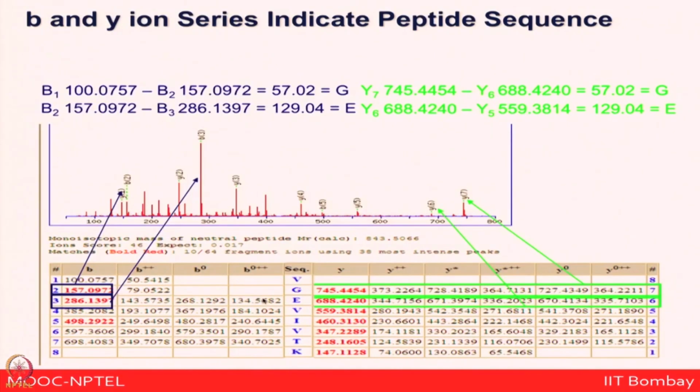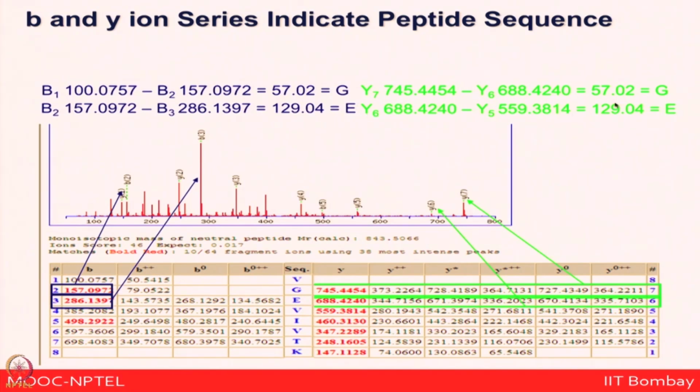How can you use this information to generate the peptide sequence? Very briefly, if you are looking at this particular spectrum and looking at b and y ion information, the difference of b1 and b2 is, let us say, 57 in this case, which is the number specific for the glycine amino acid. When you look at the difference of b2 and b3, it gives you 129, which is a specific molecular weight for glutamic acid.